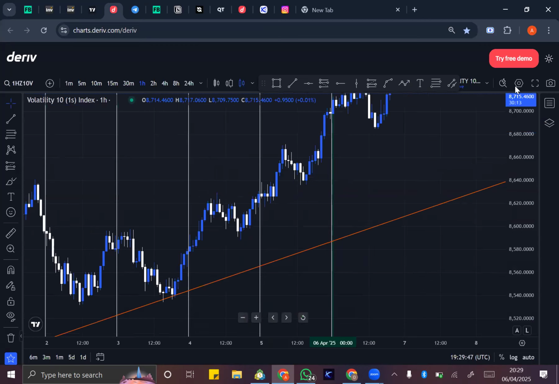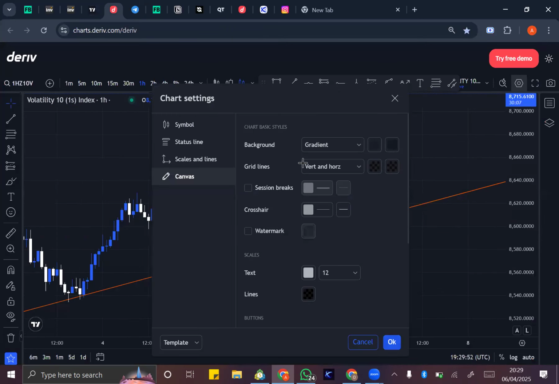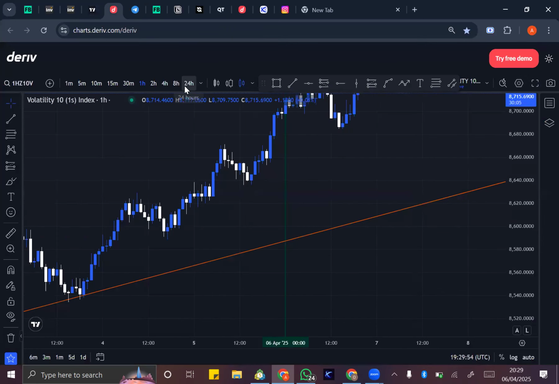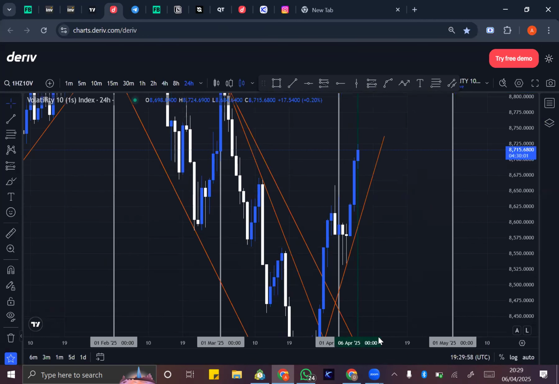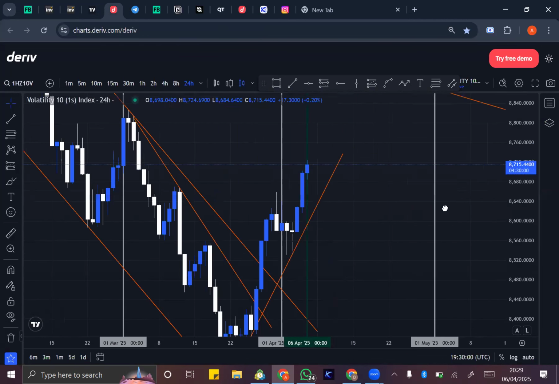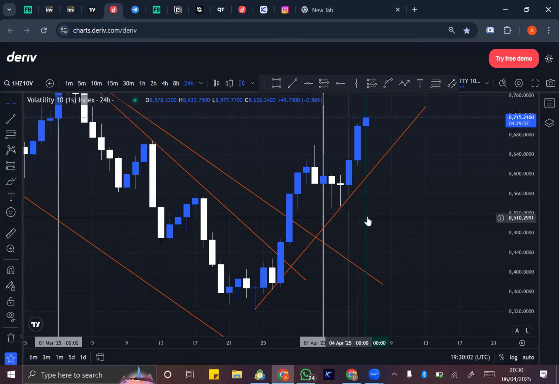Let's take this thing out, and then we are going to put it back, but then we are going to go to 24 hours, which is a day. 24 hours is a day. So you can see this level right here.